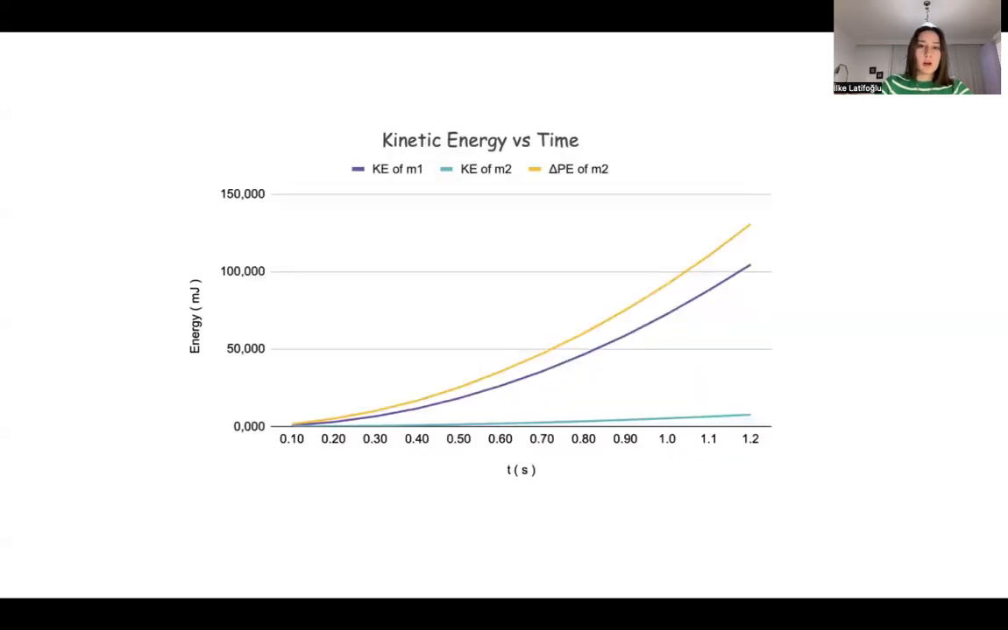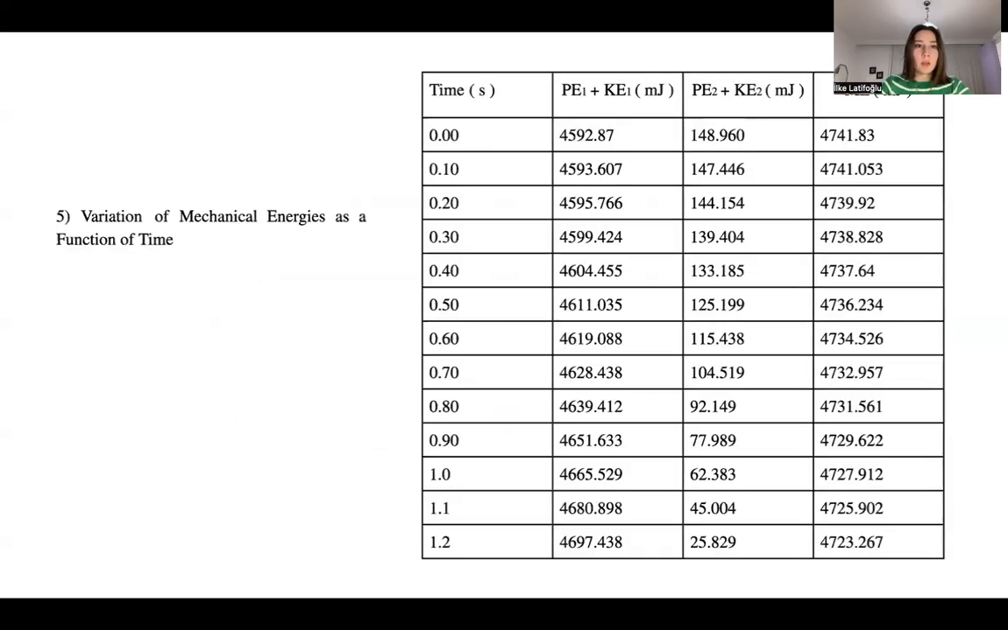Here from the graph I plotted, I can see that the total kinetic energy, which is the sum of the kinetic energies of the objects, is almost equal to the potential energy change of the block. And also, there's a certain proportionality between the kinetic energies of the objects because they move at the same velocity, but they have different masses.